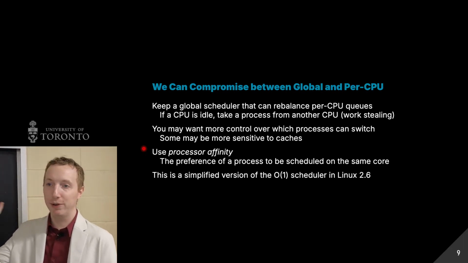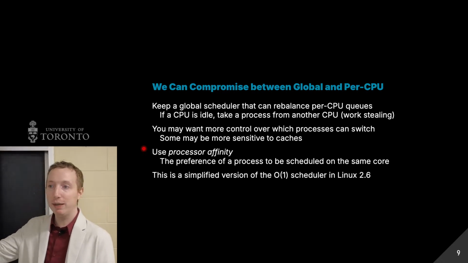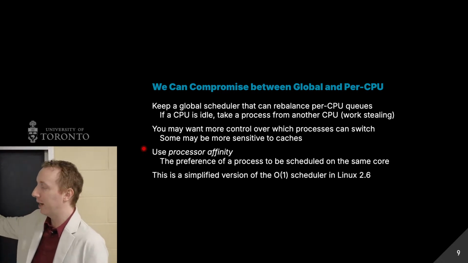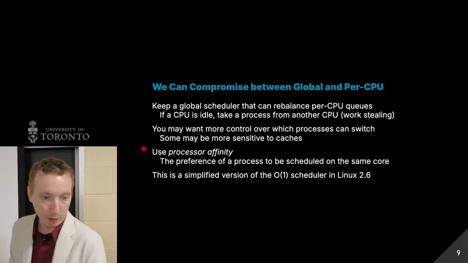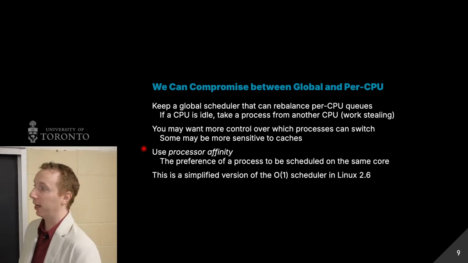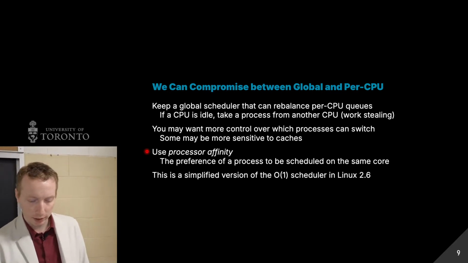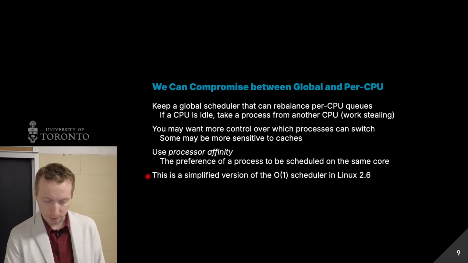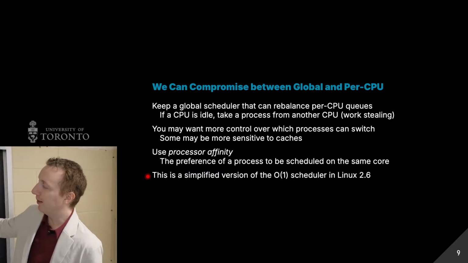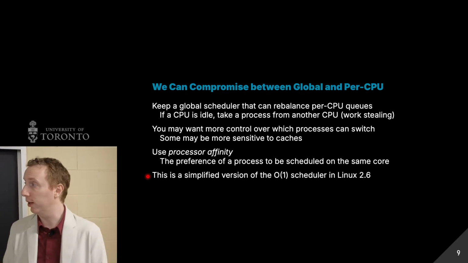If you go to Windows and go to your task manager and right-click on some process, there's a set affinity button. You can say low, medium, high. High means it will be scheduled on the same core. So if you have a program you really, really care about, you could set it to high, and you'll have fewer weird hiccups with it. So something you might care about. So this is basically a simplified version of the constant time O(1) scheduler that is used in Linux 2.6.